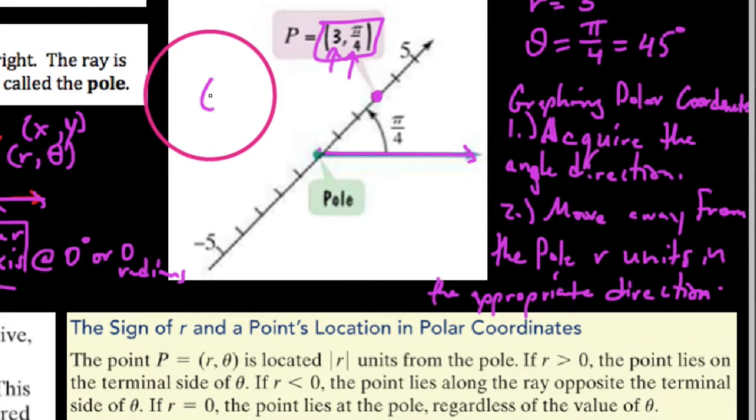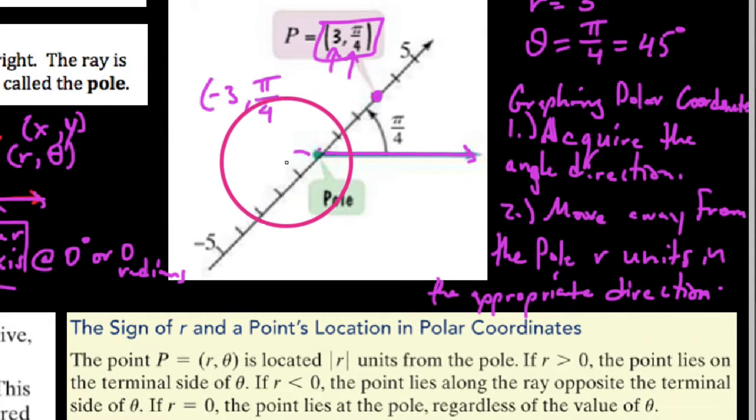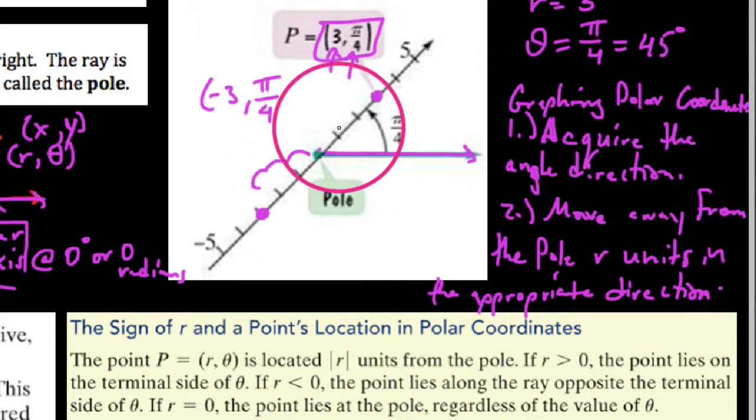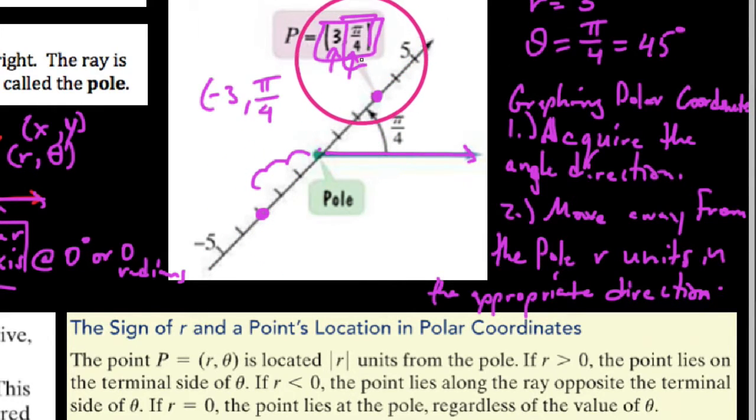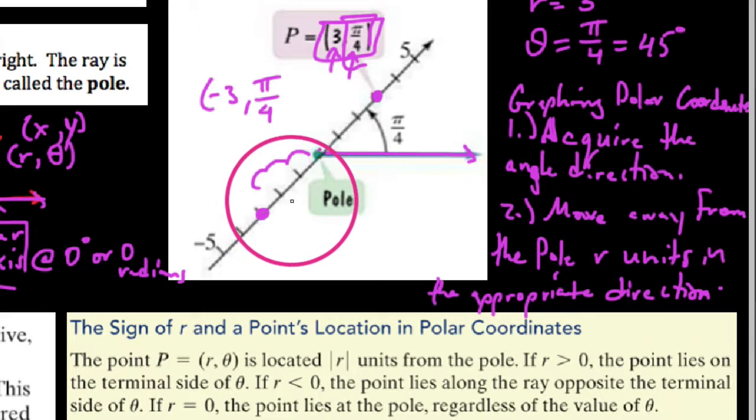But what if we had had a point that said -3 comma pi over 4? What would have been the difference? What you could see is on this number line, we would have just walked 3 units in the other direction. So the crazy thing here is this: we're always going to face the direction that we're heading in, but we're either going to walk in that direction if r is positive or the opposite direction if r is negative.